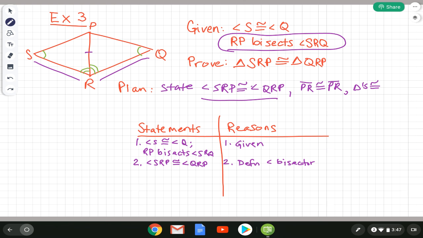Okay, so now we have two of our angles, which is all the angles we need, and then we're going to use that common side. PR is congruent to PR. And when we say something is congruent to itself, we always use that reflexive property. Oh, well, that word doesn't look right at all.